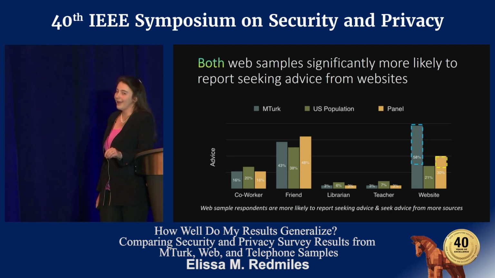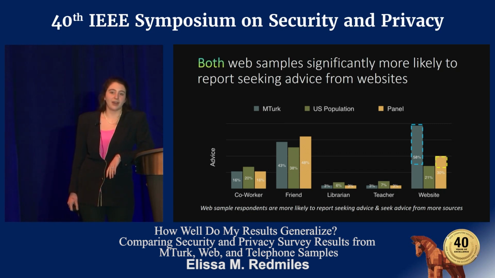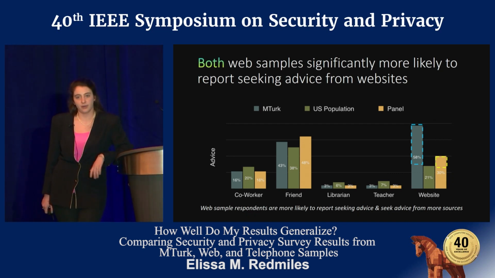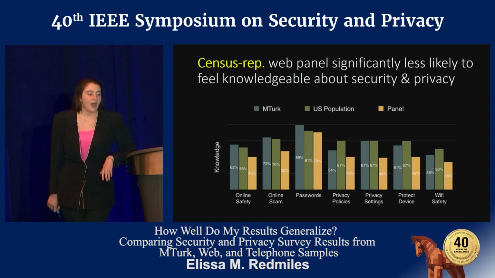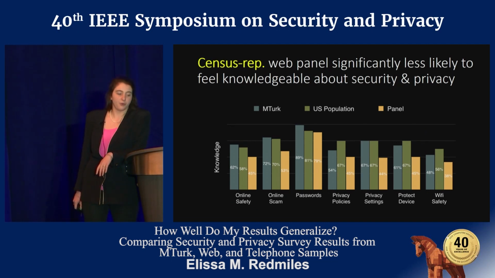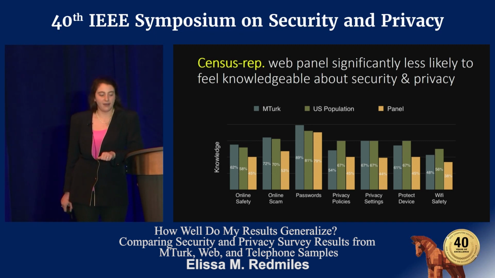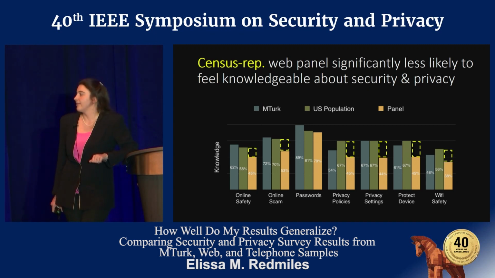They are also more likely to report seeking advice at all, and both web panels were more likely to have sought advice from more sources. So they seem more interested in seeking out information on online protection than the general population. Finally, the census representative web panel in particular was less likely to feel that they knew enough about various security and privacy topics, except for passwords.